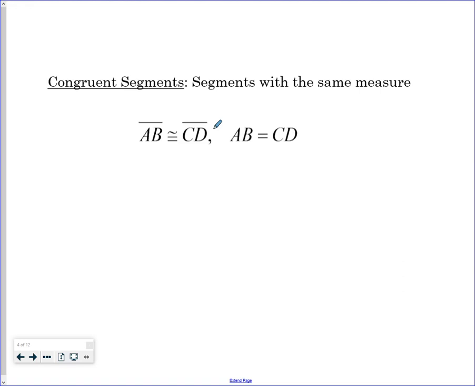All right? Congruent segments. What's congruent mean, basically? Equal, right? Things are equal. It's essentially what we're talking about. So congruent segments are segments with the same measure.